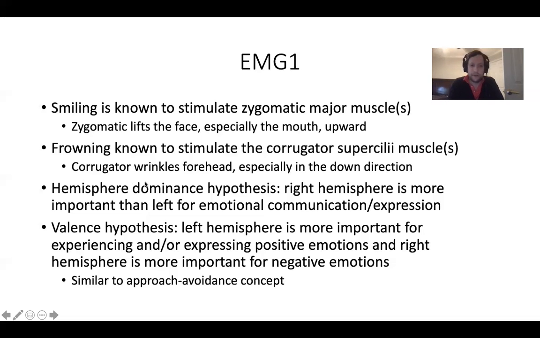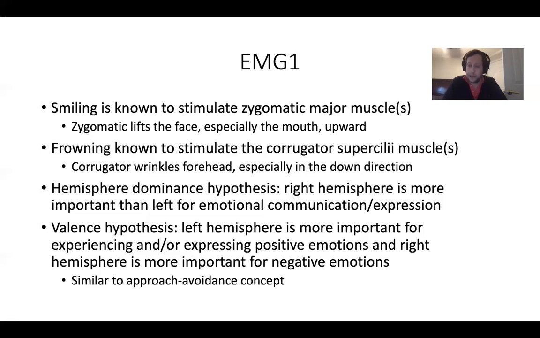So the 2 theories, the 2 hypotheses: the first one is called the hemispheric dominance hypothesis. These are hypotheses that are trying to understand what regions of the brain are important for the communication and or expression of emotions. The hemisphere dominance hypothesis says the right hemisphere is more important for basically all aspects of emotion than the left hemisphere, for communication and expression of emotions.